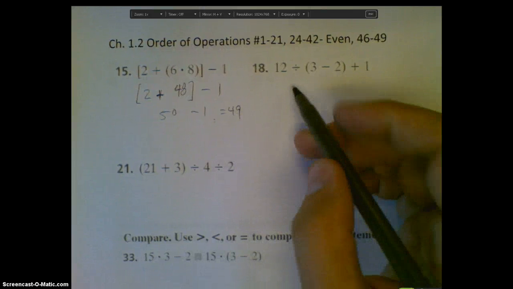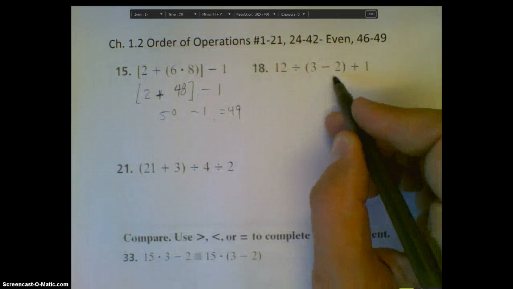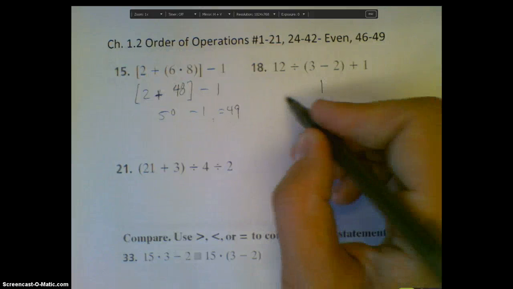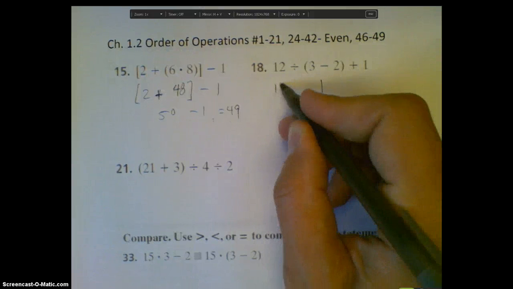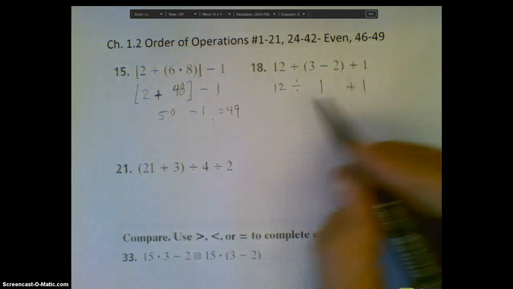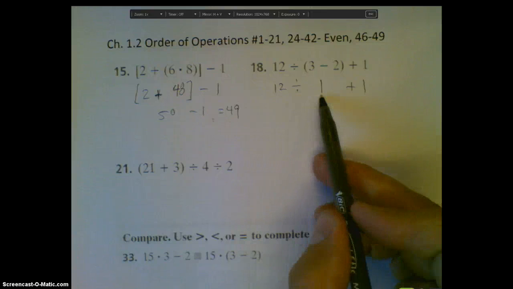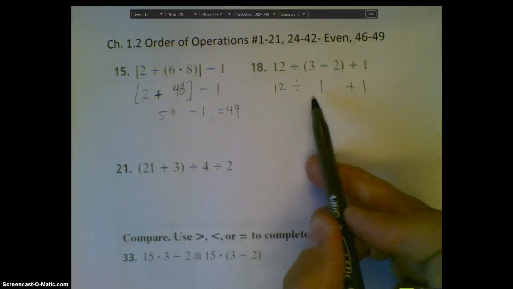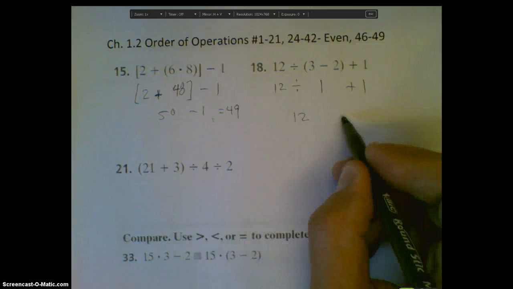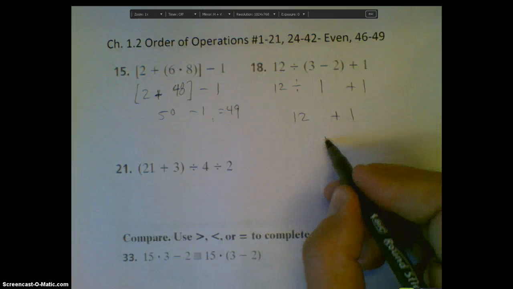Next up, we've got parentheses, so we do those first. 3 minus 2 is 1. I'll bring the rest of the problem down, so I'm just bringing my 12 divided, my plus 1 down. 12 divided by 1, now I divide first. 12 divided by 1 is 12. Bring that plus 1 on down. 12 plus 1 equals 13.